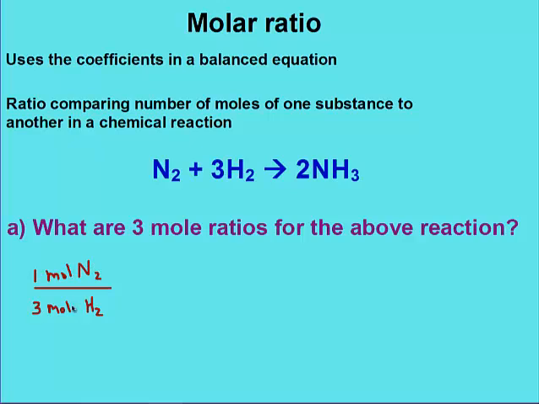1 mole nitrogen, 3 moles hydrogen. Our mole ratio of hydrogen to ammonia would be 3 moles hydrogen for every 2 moles ammonia. And finally, we could also compare nitrogen and ammonia. So 1 mole of nitrogen for every 2 moles of ammonia.